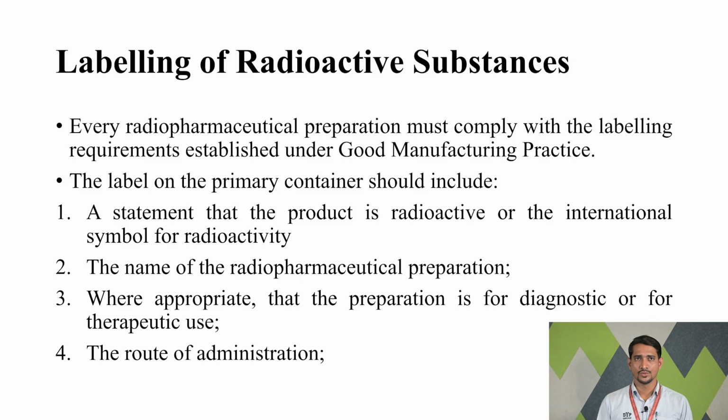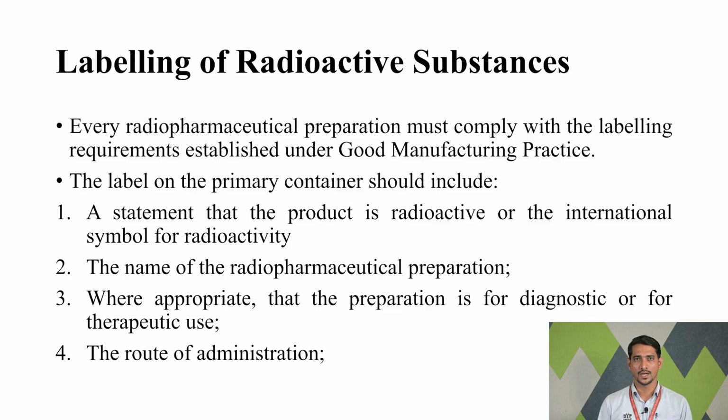So the next part is about the labeling of radioactive substances. The labeling becomes very important because mislabeling can lead to a disaster. Every radiopharmaceutical preparation must comply with the labeling requirements established under the Good Manufacturing Practice, that is GMP guidelines.